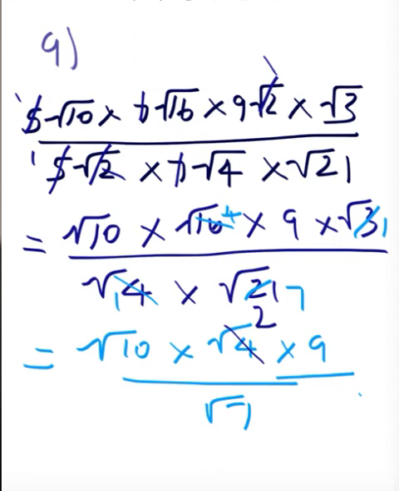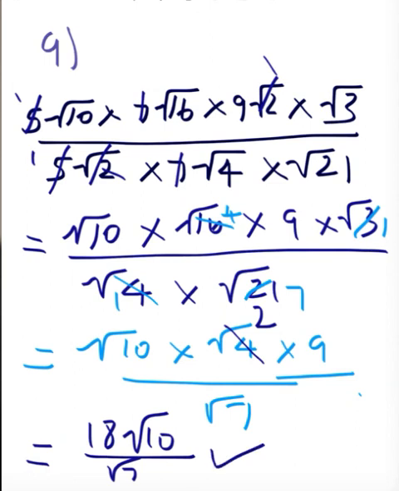And now let's multiply everything out. So I've got 2 times 9, which is just 18, times the square root of 10 on top, all over the square root of 7. And have a look and see, is there anything else that we can simplify? 10 can't be simplified further, 7 can't. So that's our final answer.